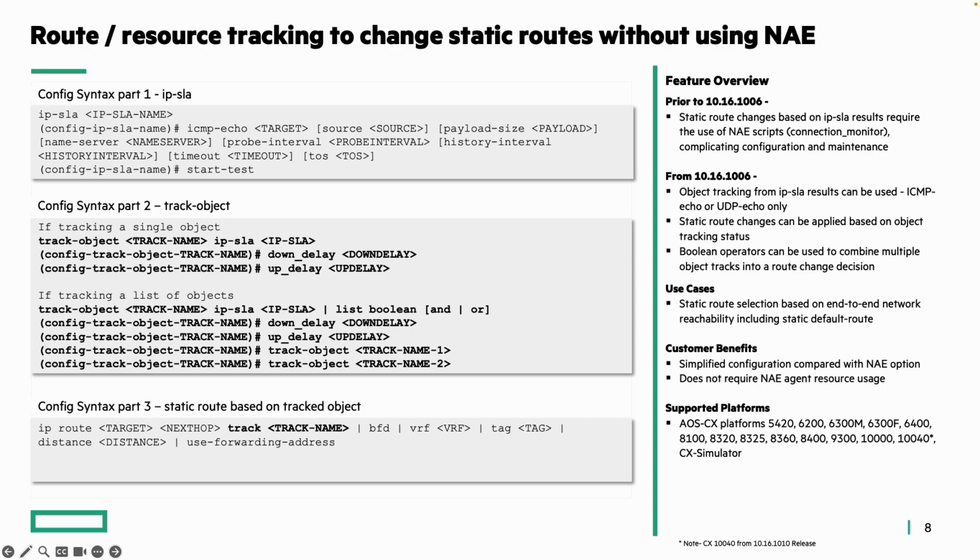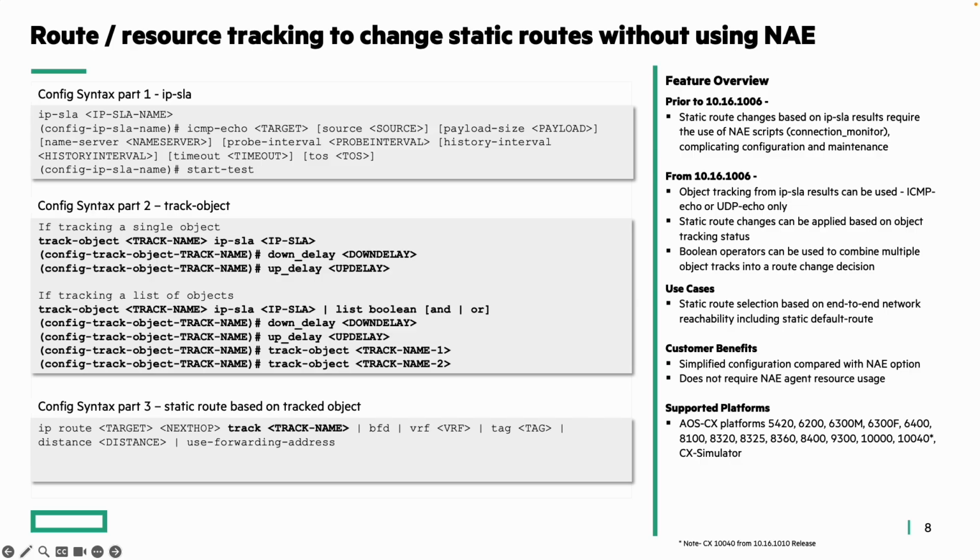With 10.16.1006, we are now able to define tracking objects which are based on IPSLA results. A change in state of a tracking object can trigger a change in static route, including a default static route. Object tracking is tied to IPSLAs and the success or failure of those probe results. Multiple tracked objects can be combined into Boolean lists, allowing for complex object tracking logic. The designation of a tracked object is very straightforward, and as we are now doing this as part of the standard CX configuration, we do not have to use NAE for this purpose.